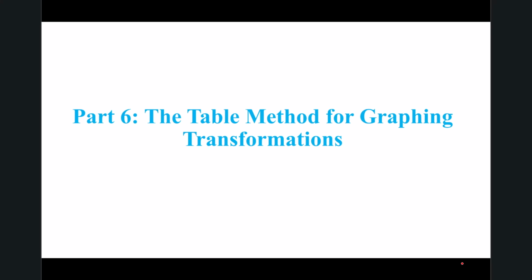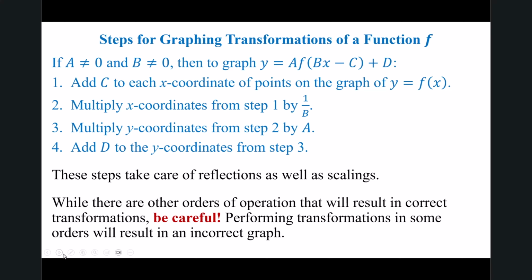Part 6, the table method for graphing transformations. This slide is from part 2 of the 1.3 videos. These are the steps we're going to use. Step 1, add c to each x coordinate. Step 2, multiply the x coordinates by 1 over b. Step 3, multiply the y coordinates by a. And step 4, add d to the y coordinates.